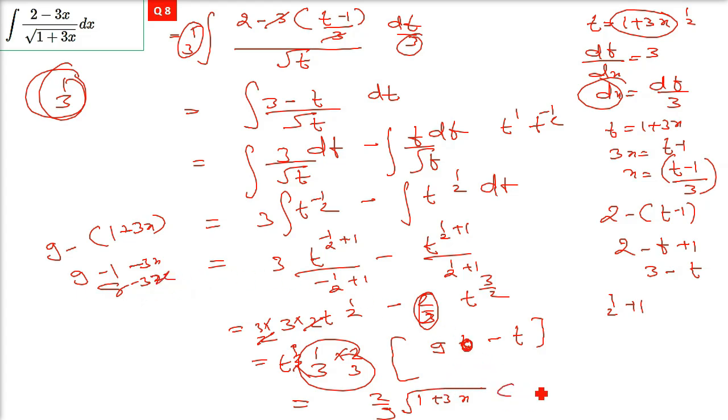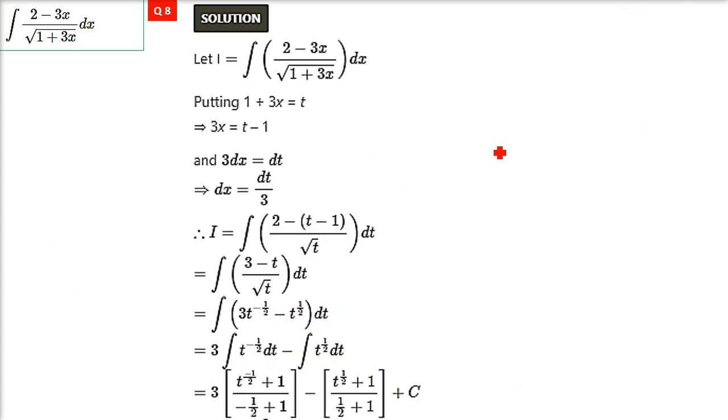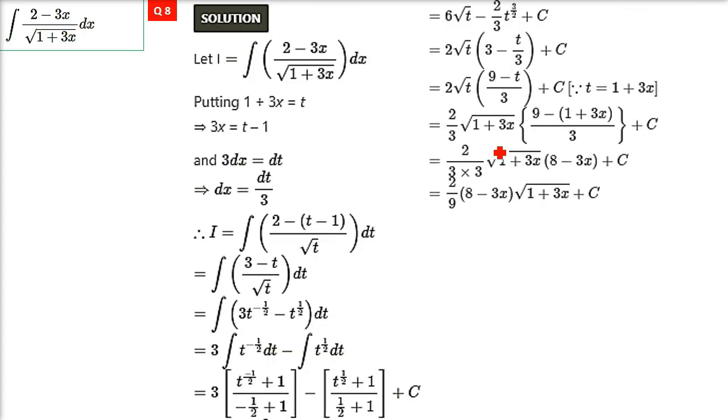So the answer will be 2 by 9 under root 1 plus 3x, into 8 minus 3x, plus c. It has become so easy now. I'll show you another approach also just now. The answer will come the same. The steps are more here, I have taken fewer steps, but the concept remains the same.